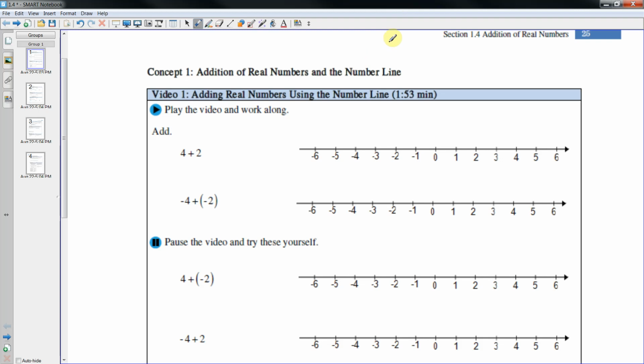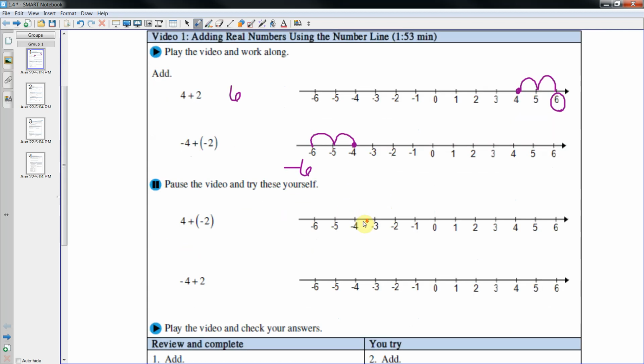So if I start with 4 and I put a little dot on 4, and then it says to add 2, I'm going to hop to the right 2 places. I end up on 6, so that means 4 plus 2 equals 6. If I have negative 4, I'm going to come down here and put a dot on negative 4. I'm going to add a negative 2 to it. Now, if I'm adding a negative 2, that means I'm going to the left 2 spots because it's negative. So I'm going to go 1, 2, so that's going to hit me on the negative 6. So that would equal a negative 6.